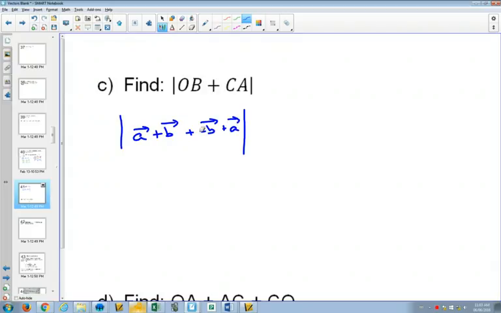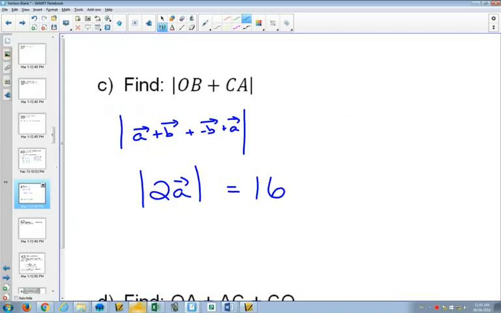So putting this all together, this is just the length of two A's. Since we know the length of A was 8 already, the length of two A's will be 16.